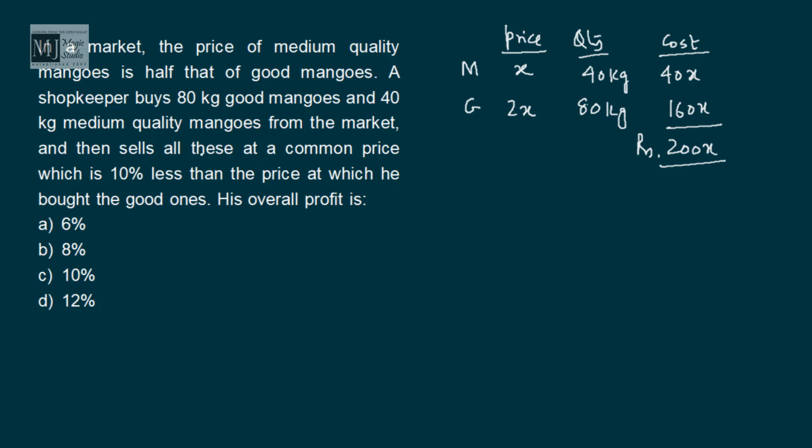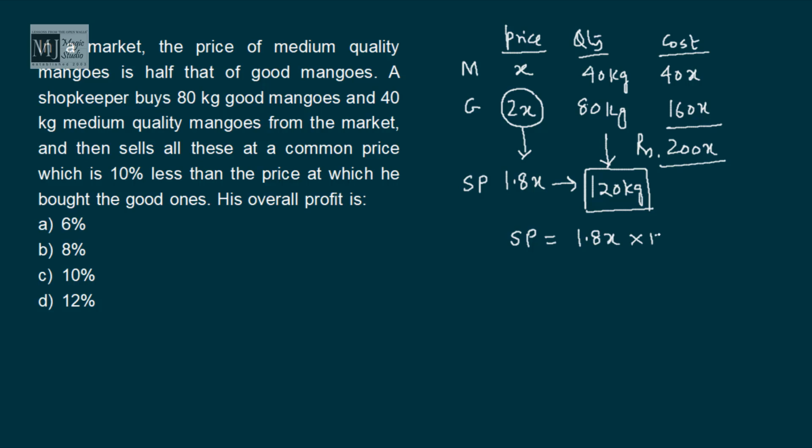Then he sells all these at a common price, which is 10% less than the price at which he bought the good mangoes. So the good mango price is 2x. 10% less means 90% recovery, 1.8x is the selling price, of how many mangoes? Of 120 kg of mango. That is the total quantity bought, 40 plus 80. So 120 into 1.8x is the selling price. So the total selling price of 120 kg is 1.8x into 120.